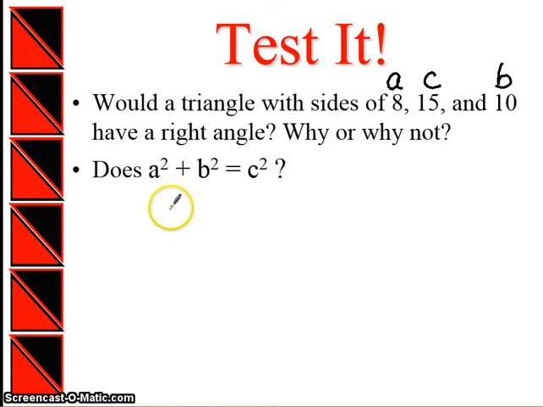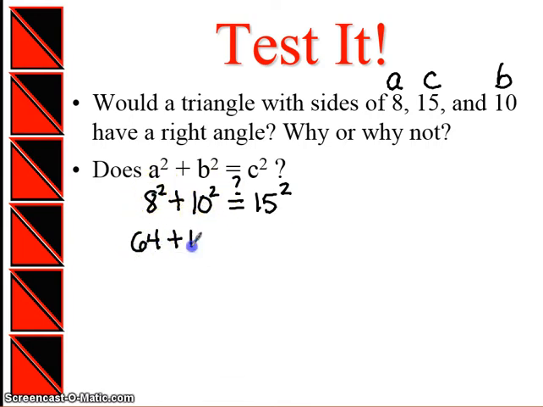So now we need to test A squared plus B squared is C squared. Let's substitute our values. We know A is 8, so we have 8 squared, plus we know B is 10, so we have 10 squared, and we want to know, does that equal C squared? Does that equal 15 squared? Well, 8 squared is 64, 10 squared is 100, and we know that 15 squared is 225.